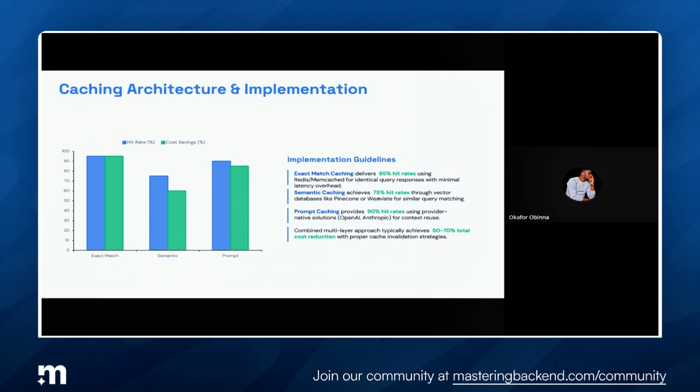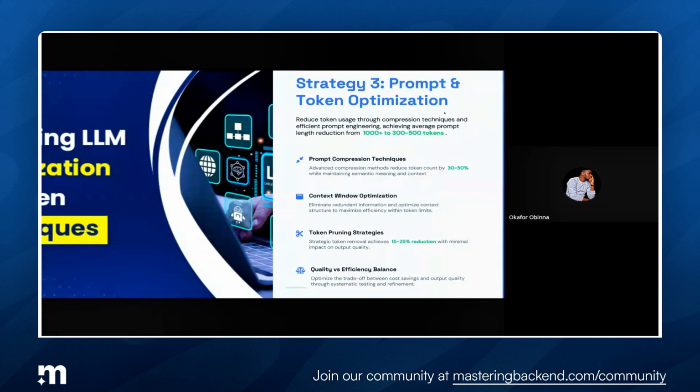So we have semantic caching, which achieves a 75% hit rate through vector databases like Pinecone and Weaviate for similar query matching. We already discussed what this is, but you already know they are trying to ask the same question, right? So they call it vector query search. Then there's prompt caching. Prompt caching is the exact prompts: you cache the exact prompts that were sent to the AI model with the exact response. It provides a 90% hit rate using provider-native solutions like OpenAI and Anthropic for context reuse. And the combined multi-layer approach typically achieves 50 to 70% total cost reduction with proper cache invalidation strategies.